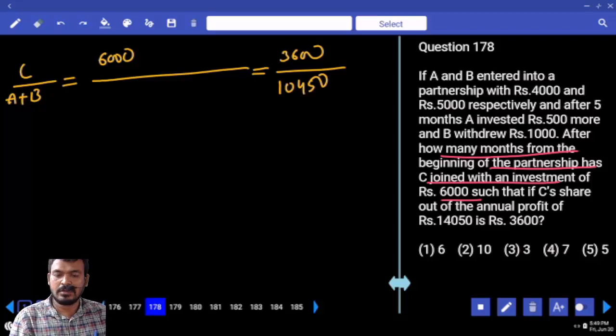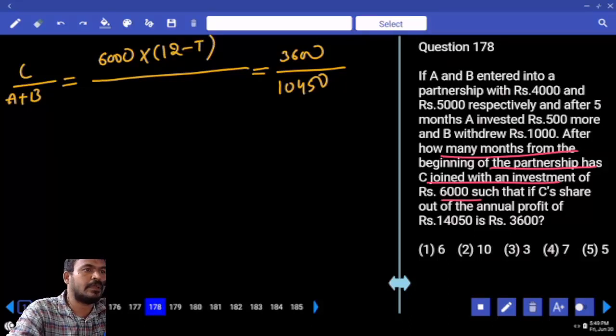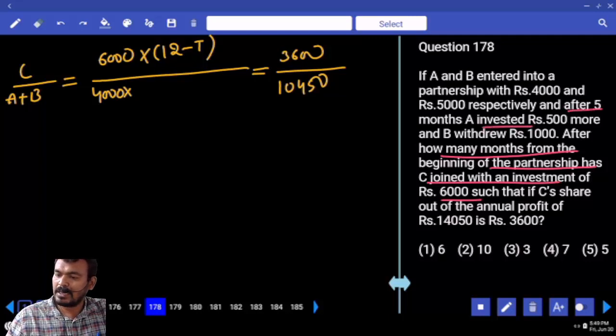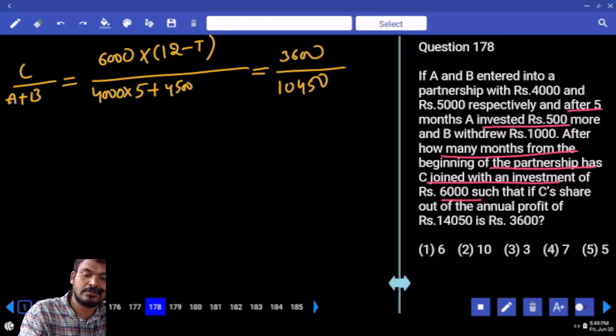Suppose the total time period we consider is 12 months. C's capital is used for 12 minus T or 12 plus T? 12 minus T. Next, A's capital is how much? 4,000. That 4,000 is used for 5 months, after 5 months A invested 500 more, so 4,000 into 5 months plus the added value. 500 more means it is 4,500 into how many months? 7 months. That is A's value.